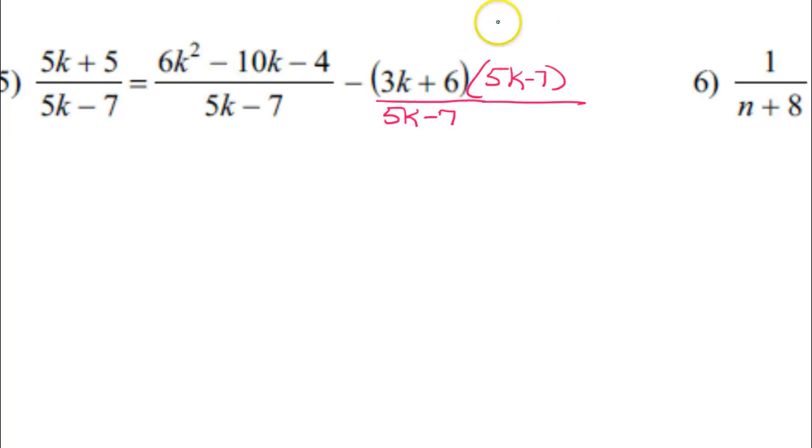Before I do, let's mention the excluded values. K cannot equal 7 over 5. Alright, I'm getting that by setting this equal to 0. Add 7, divide by 5, that's 7 over 5.